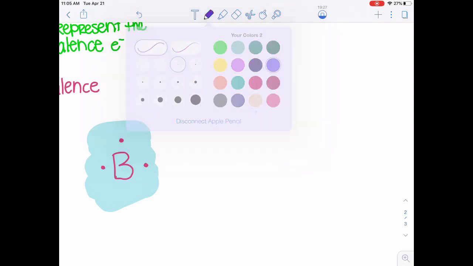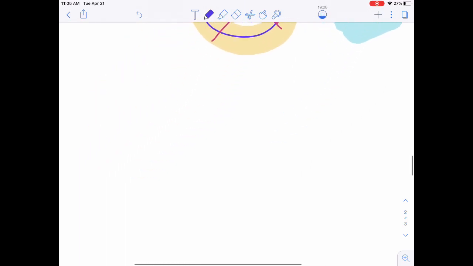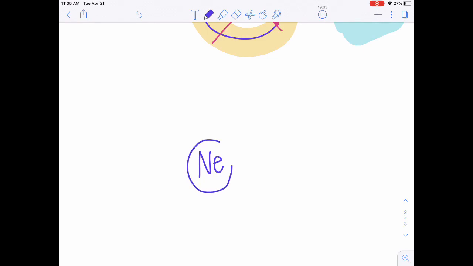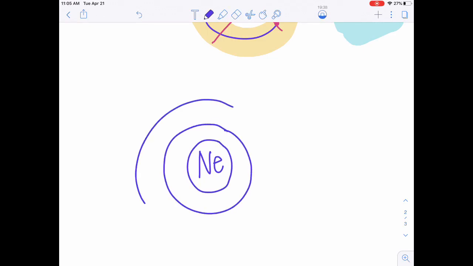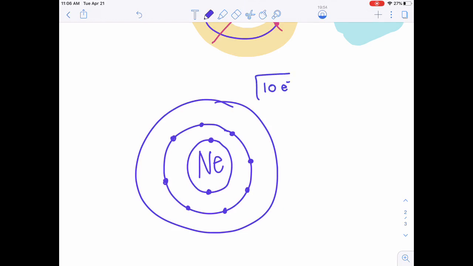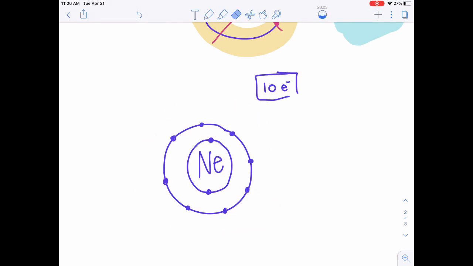Okay, let's do another. We'll start simple. Again, let's look at neon. So we're going to start here. Again, 2 electrons, and then 8. 1, 2, 3, 4, 5, 6, 7, 8. I forgot to say, we want 10 electrons total. Again, this number, the 10, I know this because I looked it up on the periodic table. The number of electrons is equal to the atomic number. So I have 10 electrons pictured.